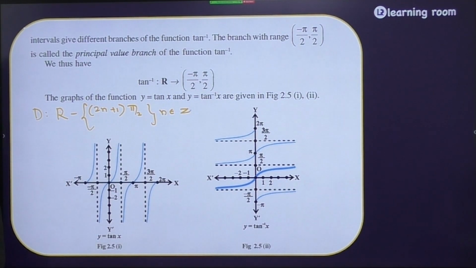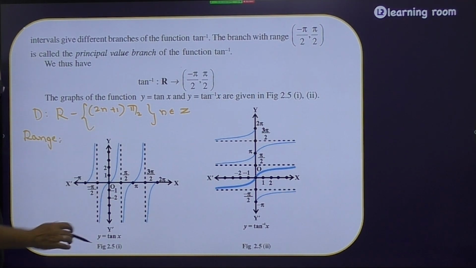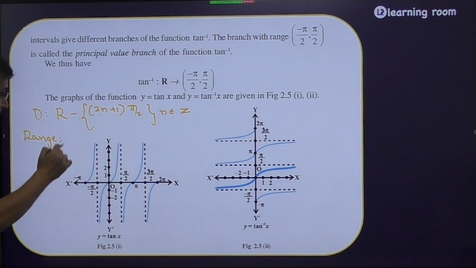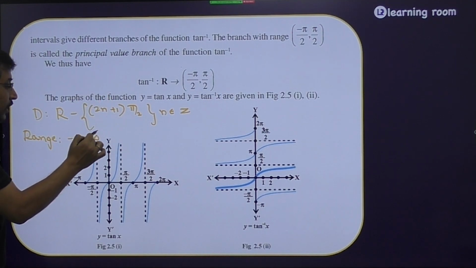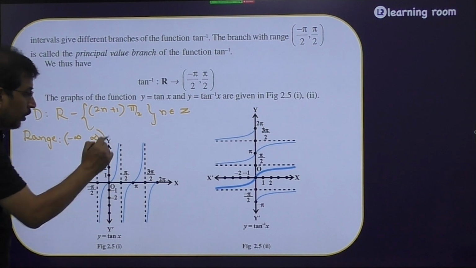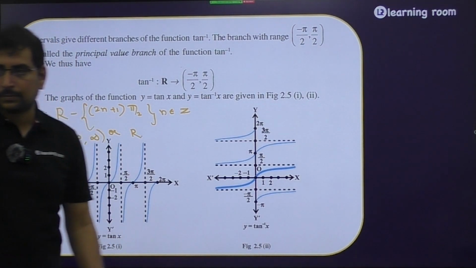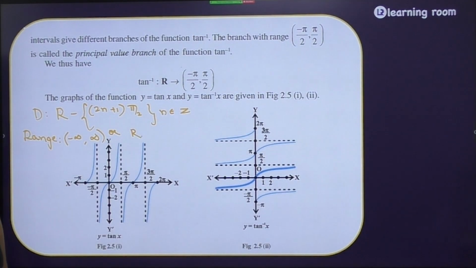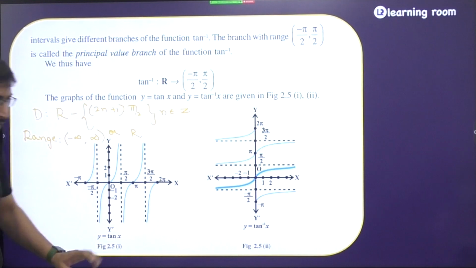Now what about the range? So look at the y-axis. What is the least value you are getting along the y-axis? Minus infinity. And what is the maximum value you are getting? Plus infinity. You can never achieve these values. That is why you have an open interval. Or how do you write it? You write it as the set of real numbers. Am I clear with this? Is it clear, guys? Right.